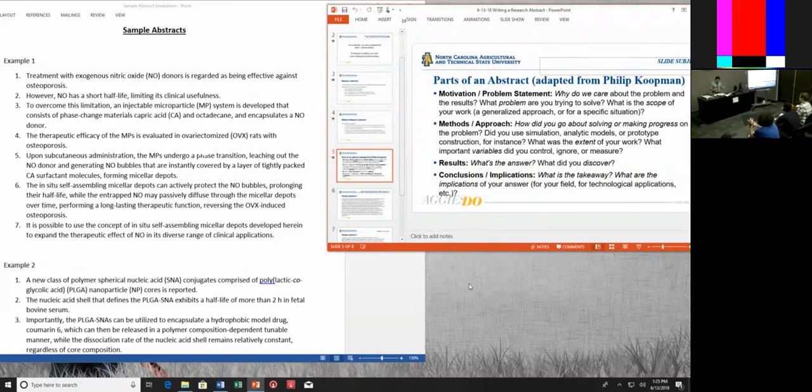All right, so let's actually look at it. Let's dive in a way that we might not normally do in reading an abstract. So look at the first sentence. It talks about the treatment with these NO donors. What is the point being made? Is regarded as being effective against osteoporosis. What are they doing in that sentence? What has been established? Which category did you put it in? Motivation. Yeah. Why does it help somebody see the motivation?